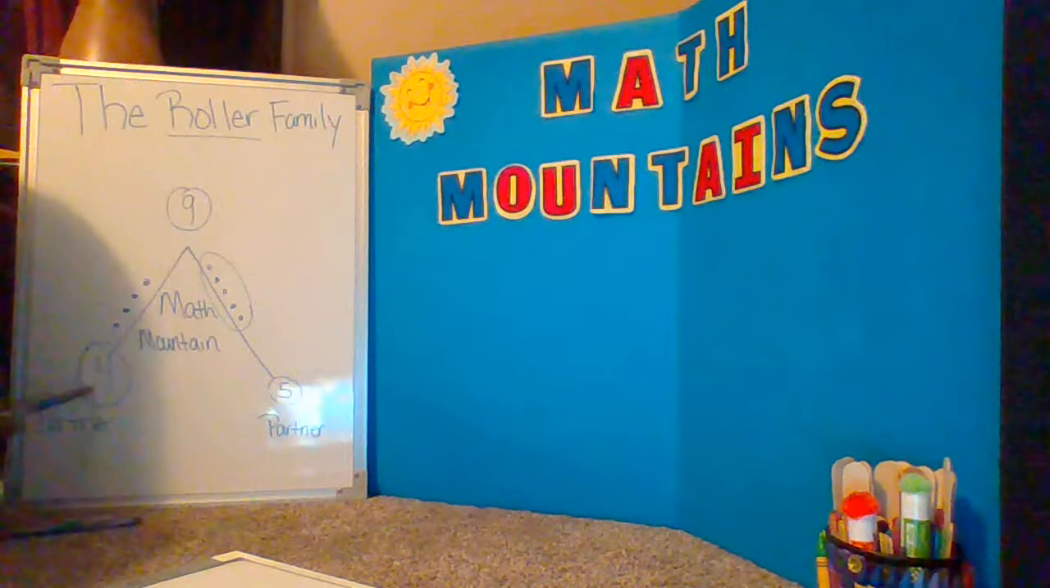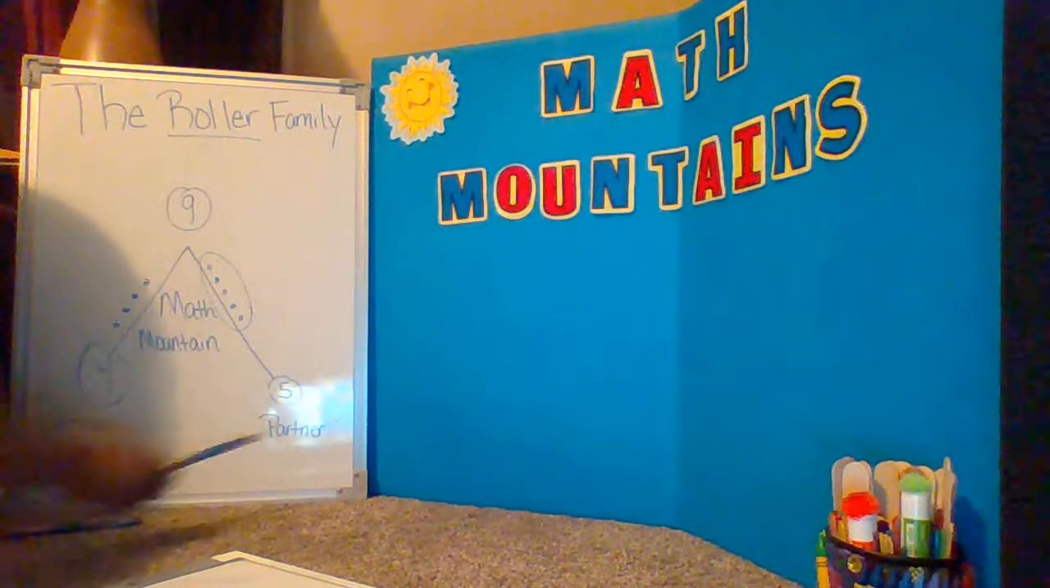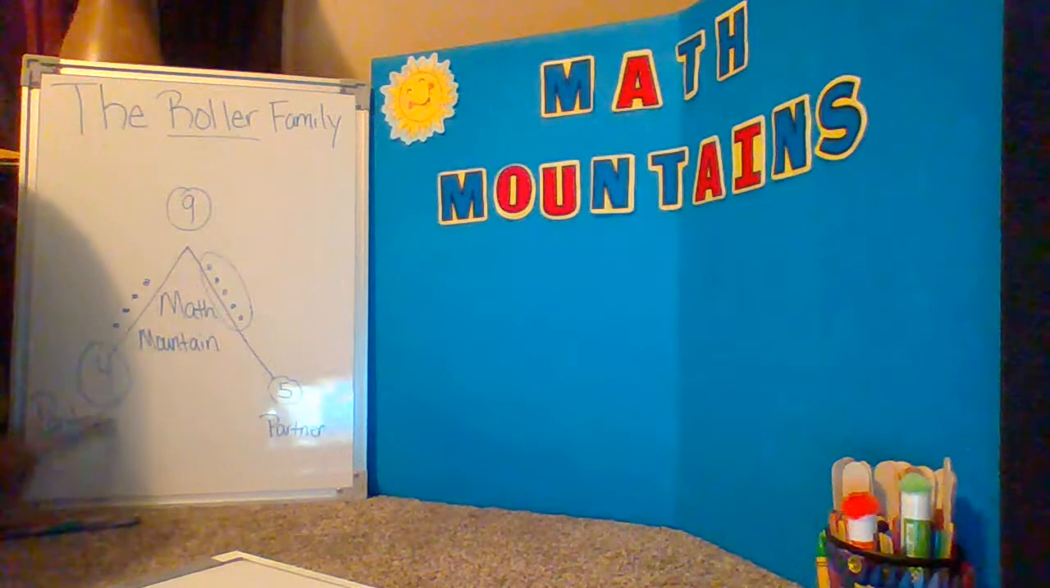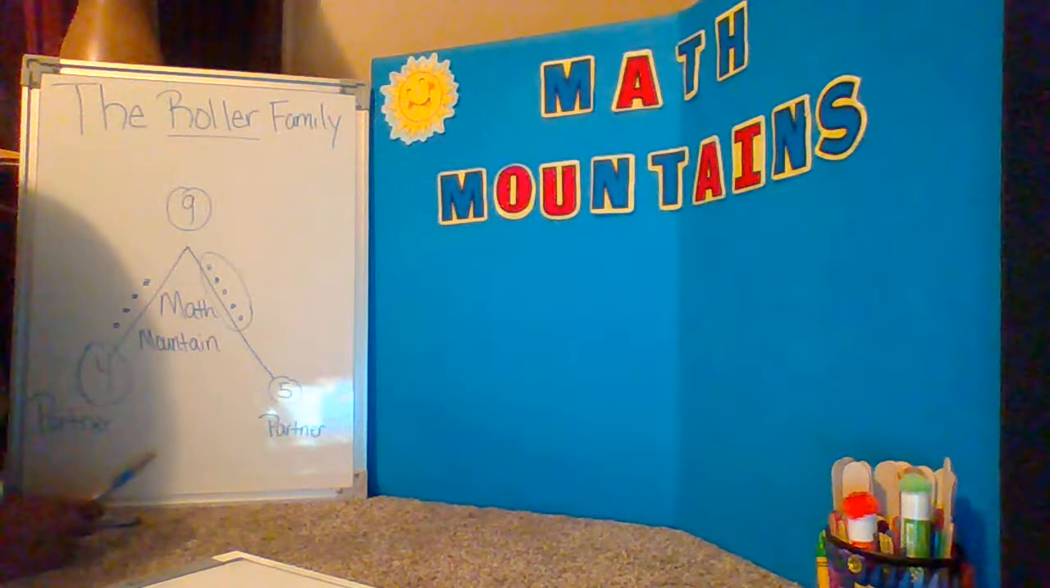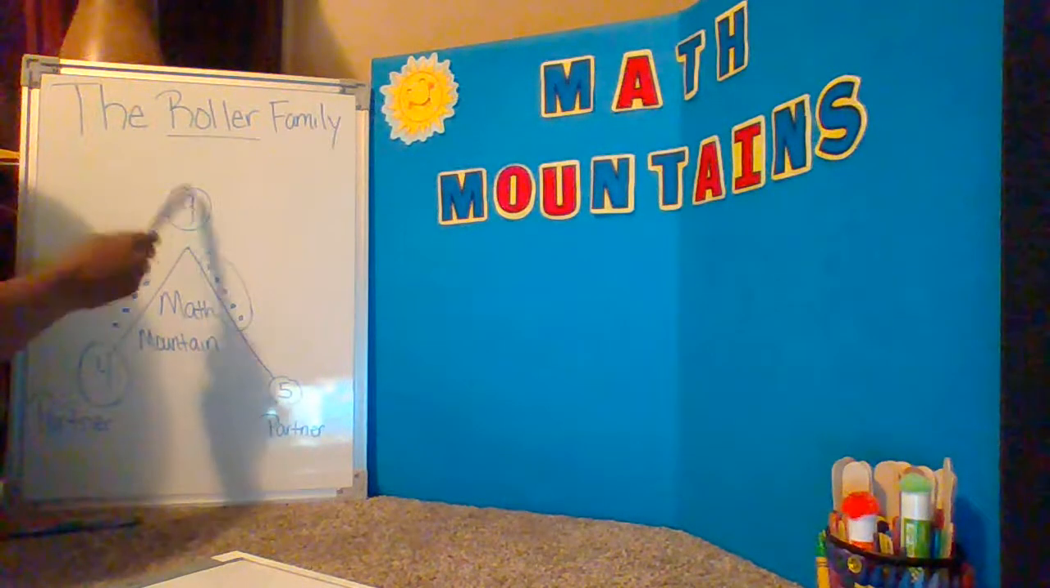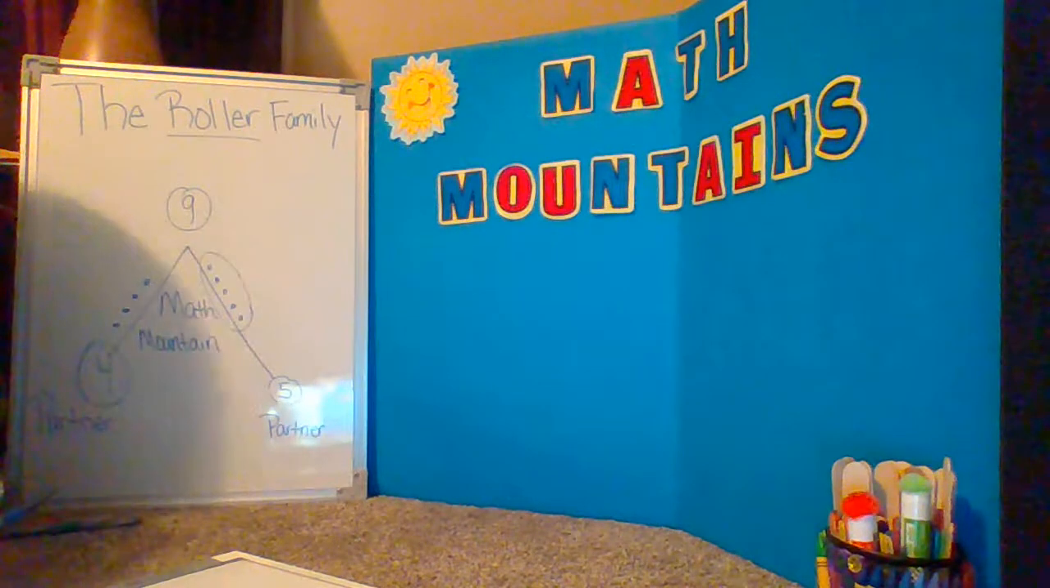So again, the number on the left and the number on the right are called your partner numbers. And your partner numbers, when added together, make up your total, which is the number at the top of the mountain.